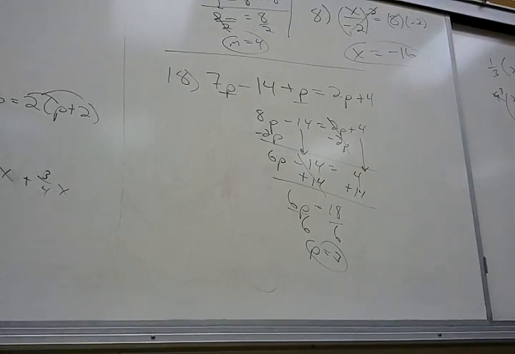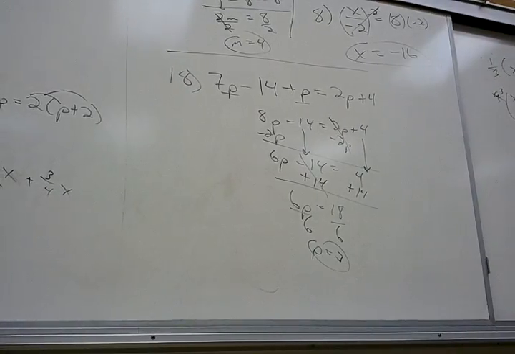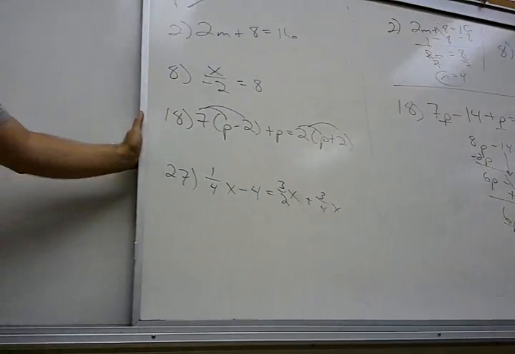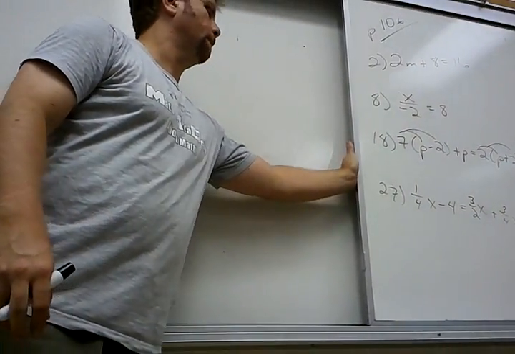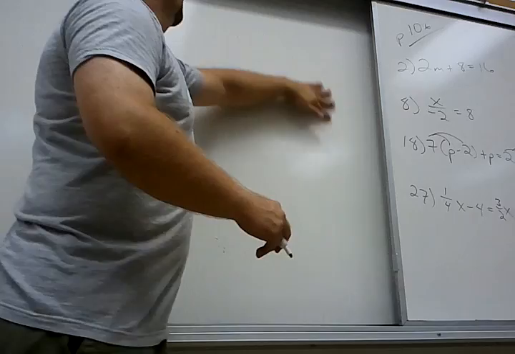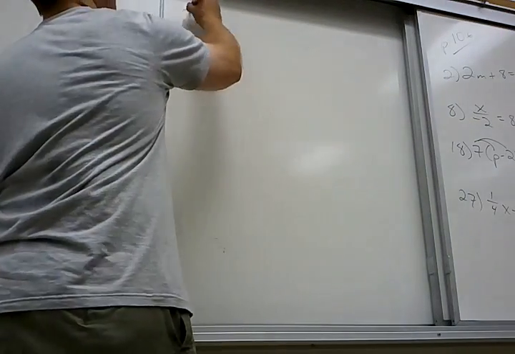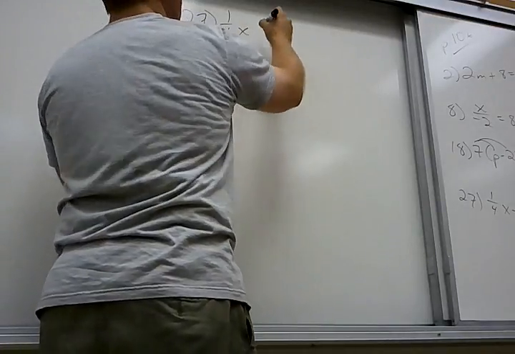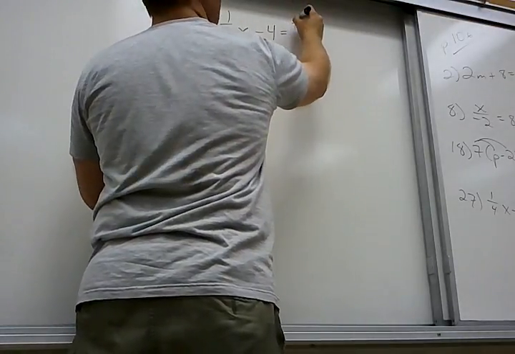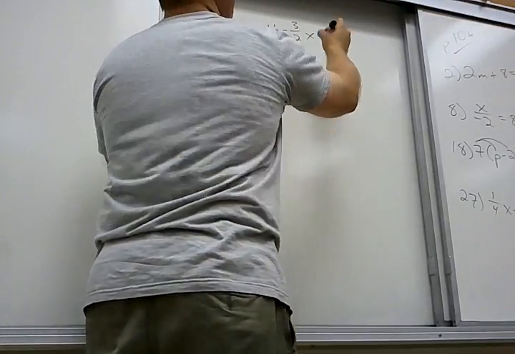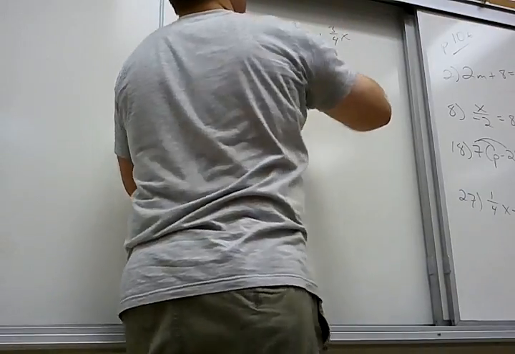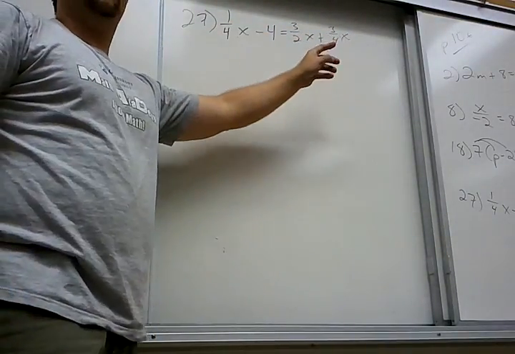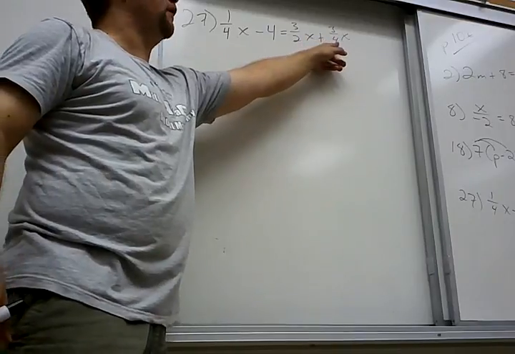Number 27. Who's got a suggestion for a first step there? Subtract 1/4x. Good. So one thing you could do, and this isn't really that evil of a problem, is keep the fractions in. Add the right side. You could keep the fractions in, and they're relatively easy fractions because they have a very nice LCD.